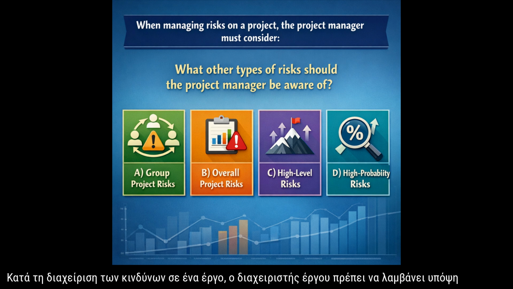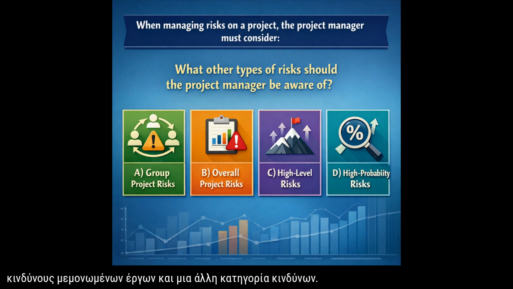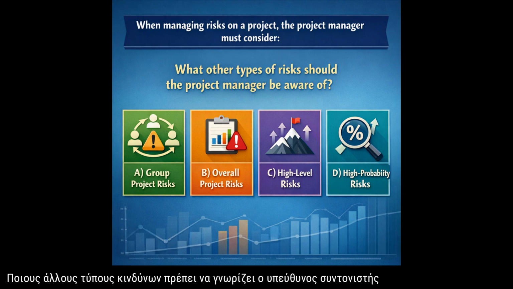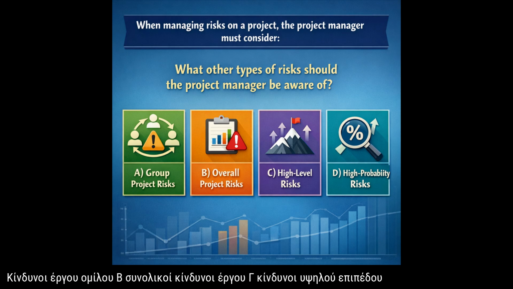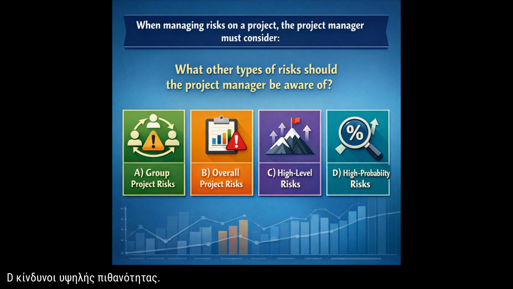When managing risks on a project, the project manager must consider both individual project risks and another category of risks. Which other type of risks should the project manager be aware of? A, group project risks; B, overall project risks; C, high-level risks; D, high-probability risks.